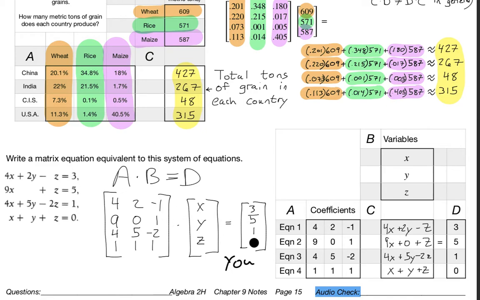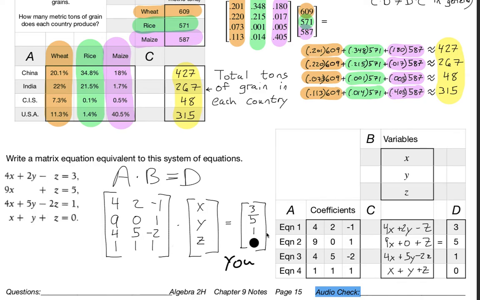Notice there'd be 4 times x plus 2 times y plus negative 1 times z. And you put it all here, you add them all up. 9 times x is 9x, 0 times y is 0, and 1 times z is z. And you continue going from each one of these equations. You've got the variables, and the distinction between all the variables gets lost, and what you're left with is just the answer, 3, 5, 1, 0, to all the equations.